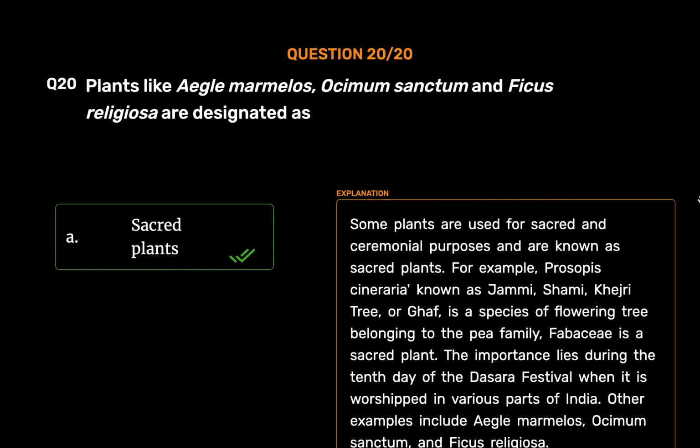Sacred plants. Some plants are used for sacred and ceremonial purposes and are known as sacred plants. For example, Prosopis cineraria, known as Jammi, Shami, Khejri tree, or Guff, is a species of flowering tree belonging to the pea family, Fabaceae, and is a sacred plant. Its importance lies during the 10th day of the Dashahara festival, when it is worshipped in various parts of India. Other examples include Aegle marmelos, Ocimum sanctum, and Ficus religiosa.